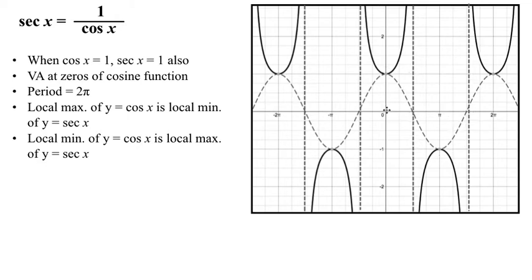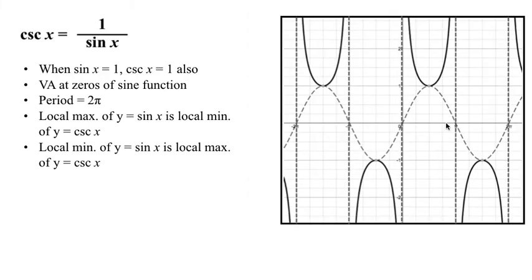Another thing that happens is whenever we have a local maximum for the cosine function, that's a local minimum for the secant function. And vice versa, when we have a local minimum for the cosine function, we get a local maximum for the secant function.